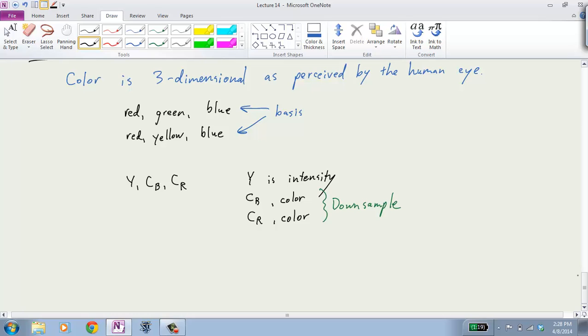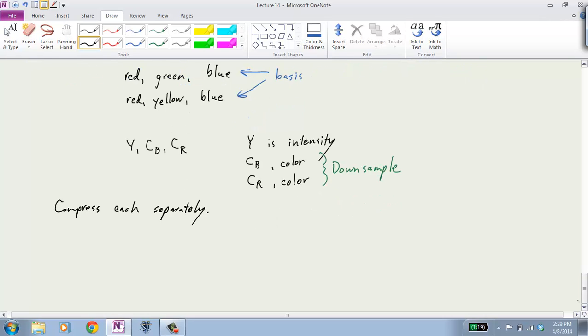Okay, so the next thing that's done is, now each of these three, it's like you have three separate images. They're each going to be compressed separately. Okay, so let's say compress. Okay, so the next thing is you split the images into 8 by 8 blocks of pixels.